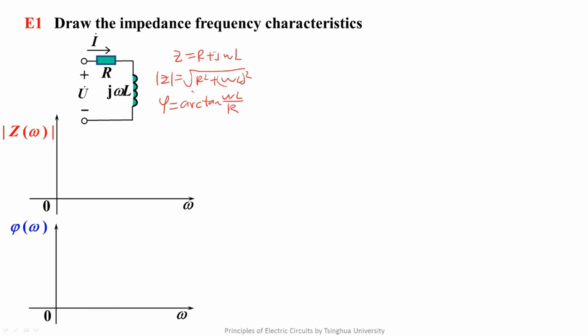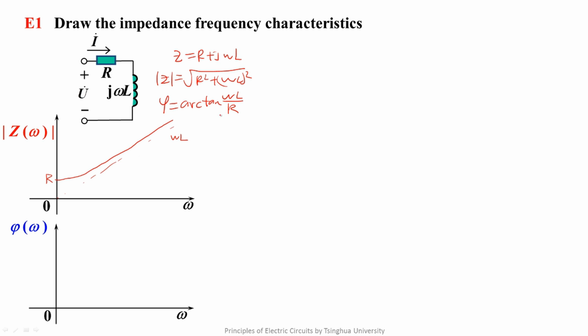We first draw the AF characteristic. This part is equal to 0 when frequency is 0. That is to say, the AF characteristic starts from the point R. With the increase of frequency, the inductive effect is larger and larger. That is to say, when omega tends to be infinite, the function tends to be omega L straight line. So the AF characteristic of the port starts from R and gradually tends to omega L straight line.